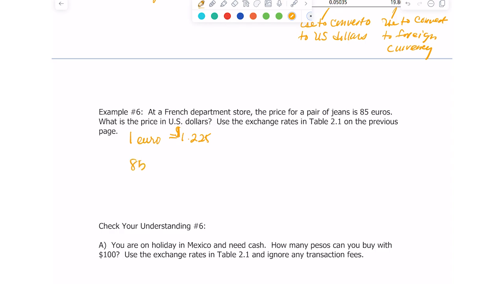So if I want to convert, I've got 85 euros, and then I'm going to use this as my conversion. In order for the euros to cancel, I need to put 1 euro on the bottom, and on the top, I'm going to have $1.225. And now the euros cancel, and if I multiply straight across, 85 times 1.225 is $104.13. So a pair of jeans that's 85 euros in France would actually be $104.13 US.